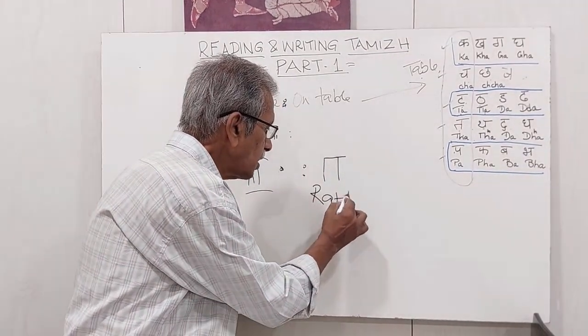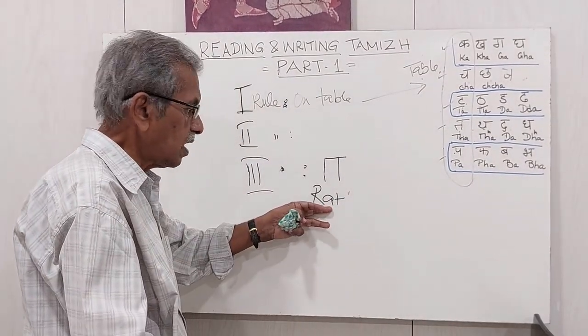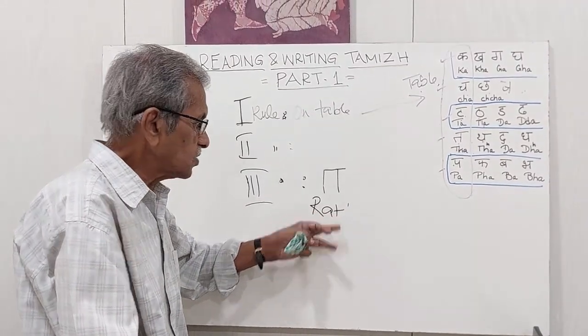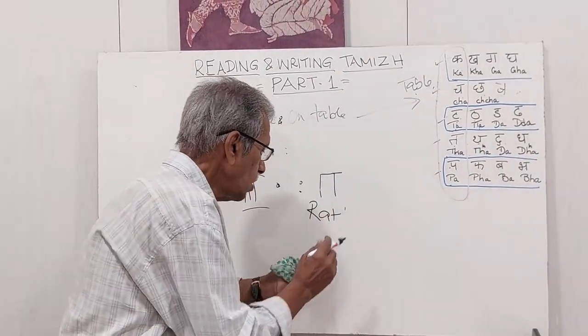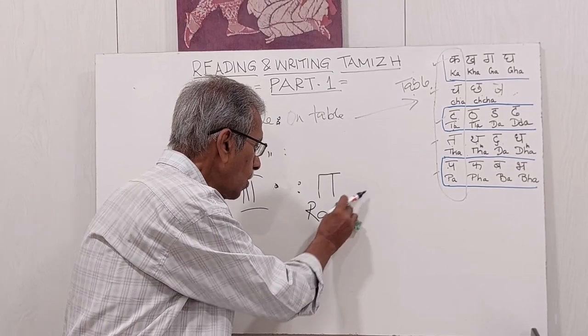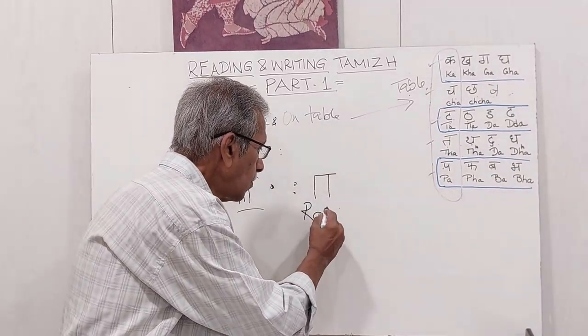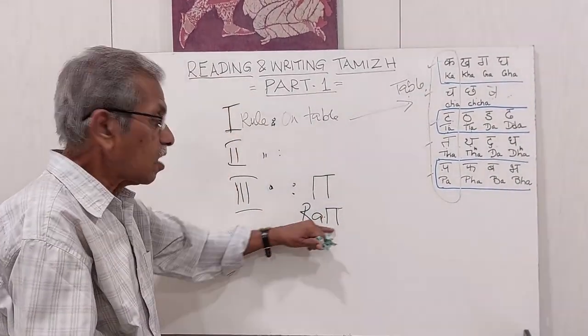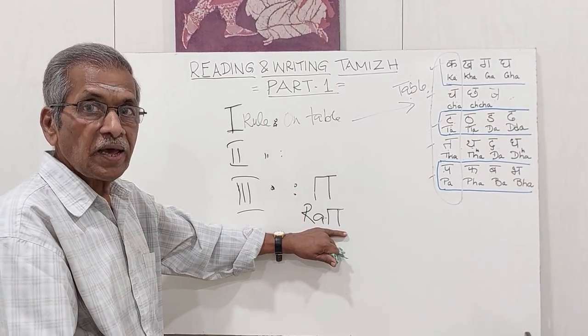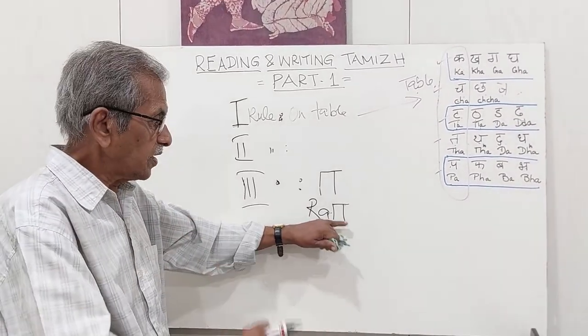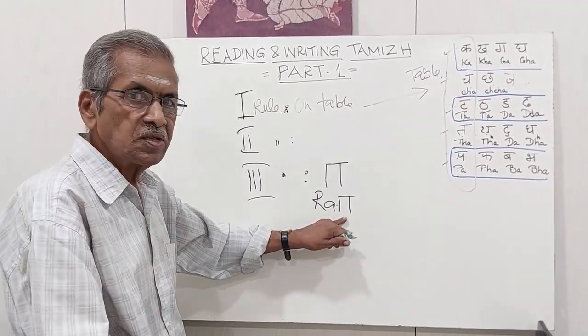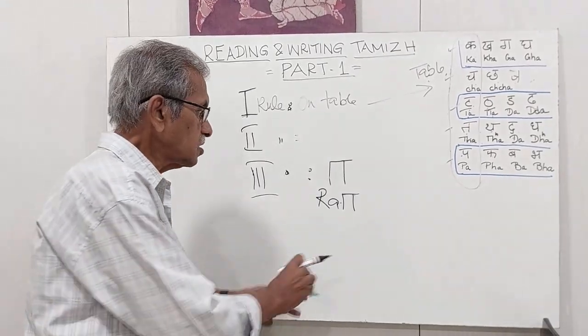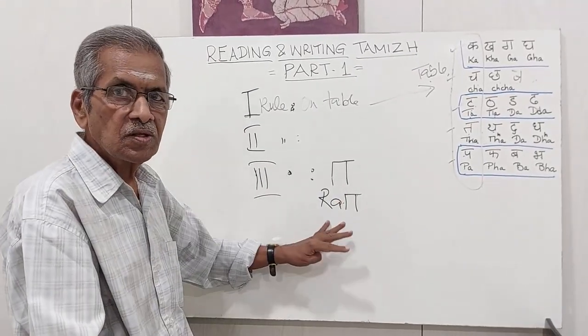For example, ra is written in Tamil. Next to it, if I put this sign, it becomes raa. As you can, royal, if you want to say. This is how we write ra followed by this sign. Right? This is the third one. This is the third one.